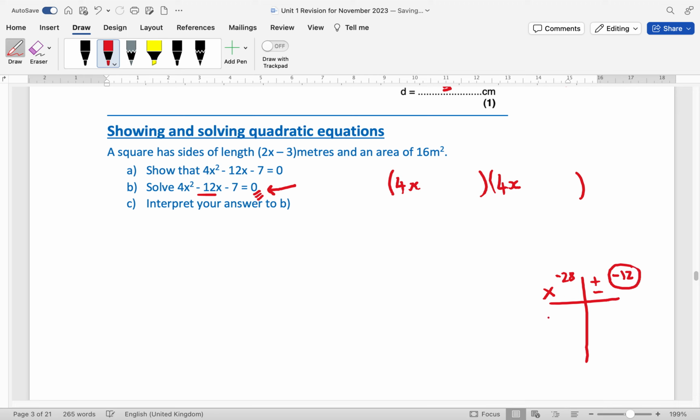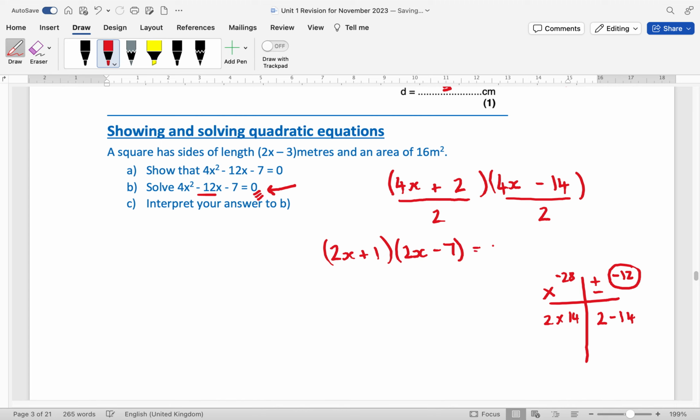So 28 is 1 times 28, 2 times 14, whatever it is. So 2 times 14 seems to work to make minus 12. 2 take away 14, plus 2 take away 14. I think I'm doing that right here. Okay. Can I divide these brackets by anything? Yes, I could divide that one by 2, and I could divide that one by 2, actually. So my final answer here is 2x plus 1, because I've halved that, and 2x minus 7 equals 0.